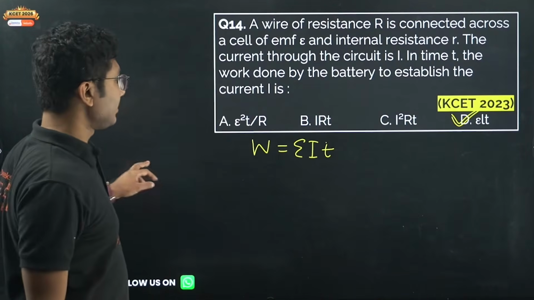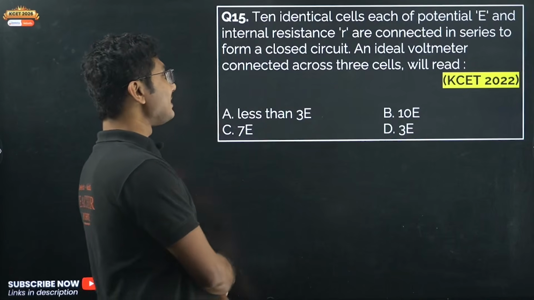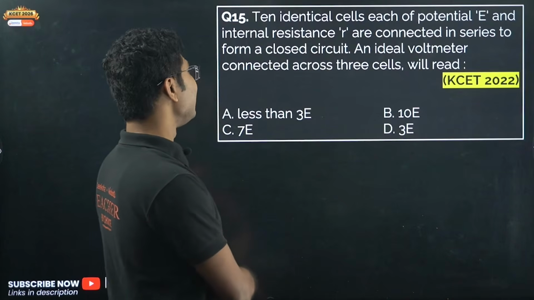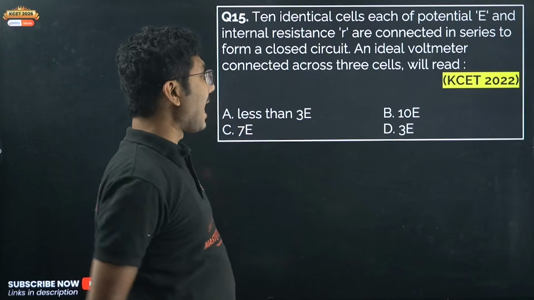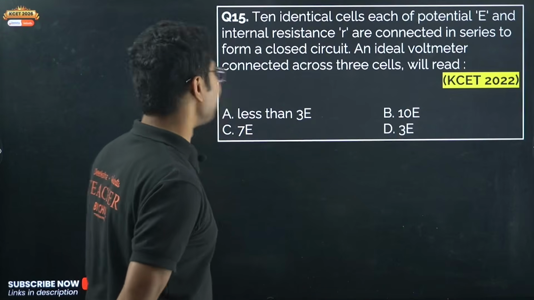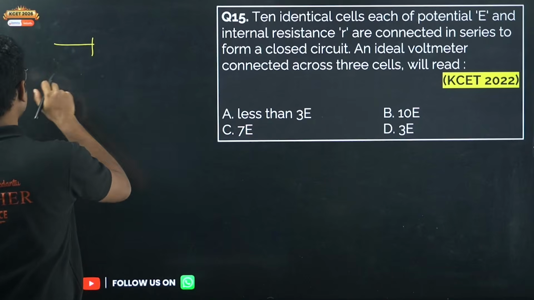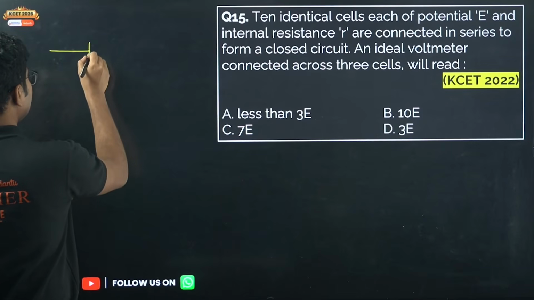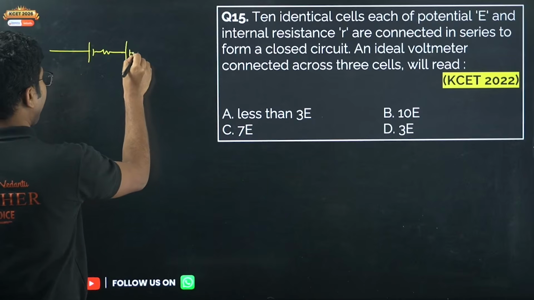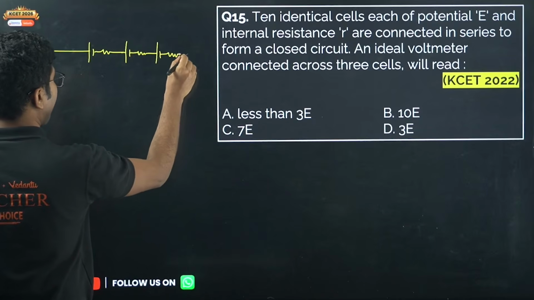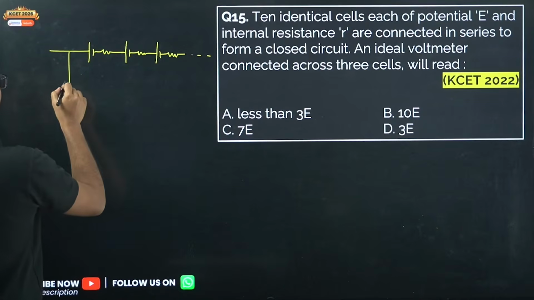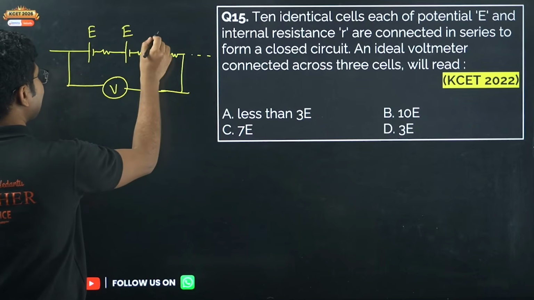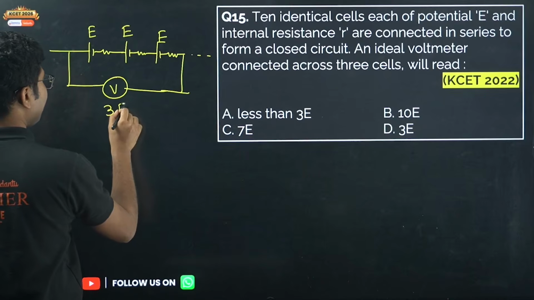Okay, next, 10 identical cells each of potential capital E and internal resistance small r are connected in series to form a closed circuit. An ideal voltmeter is connected across 3 cells. So here we have all of them connected properly. We have 10 cells. Okay, and you take a voltmeter, you connect it across 3 cells. Now this is E, this is E, this is E. So the voltmeter should read 3 E's.